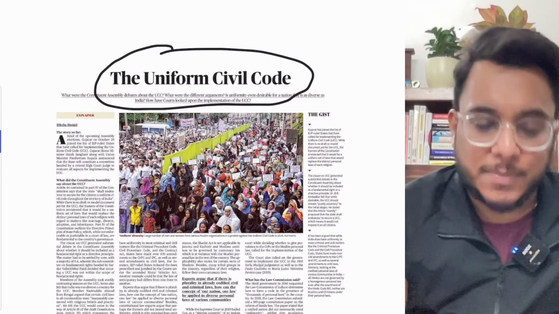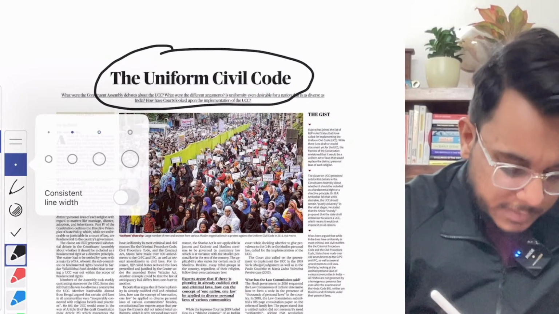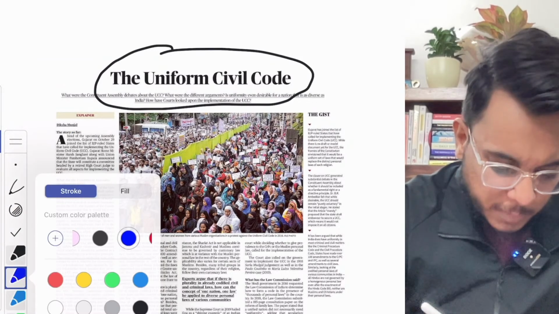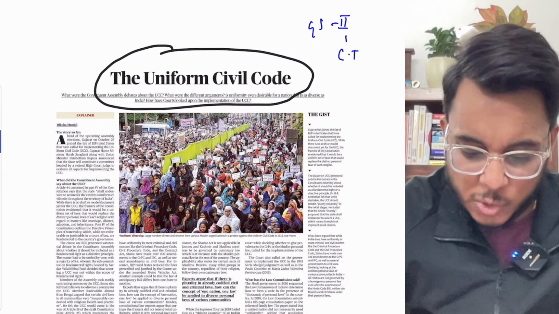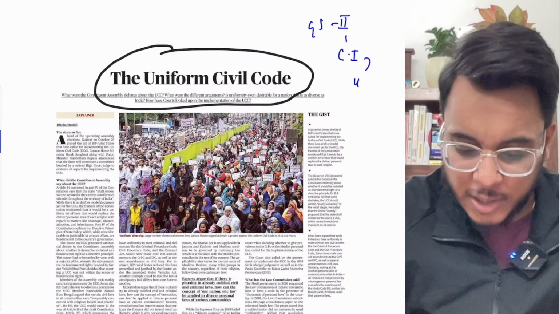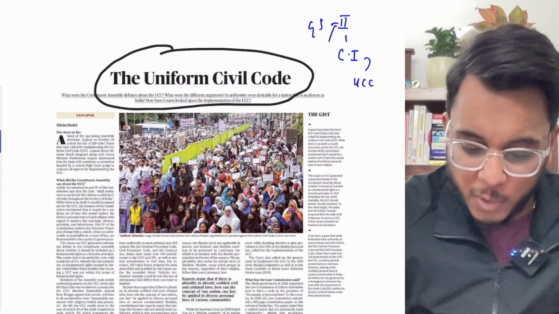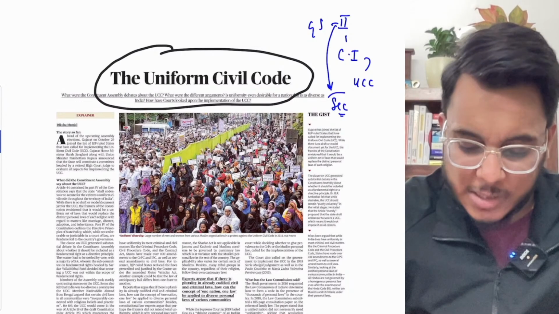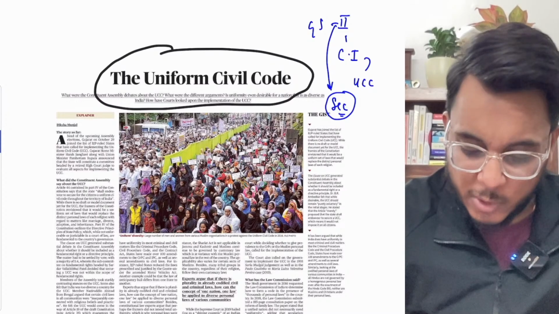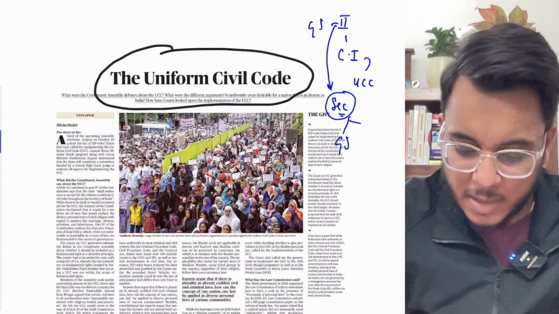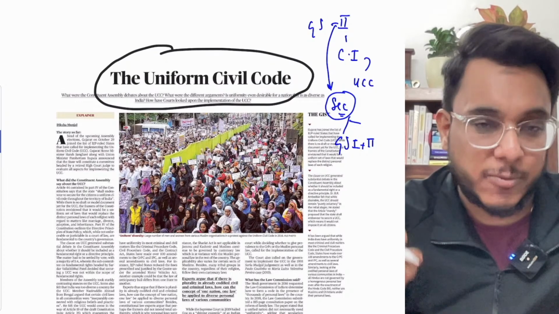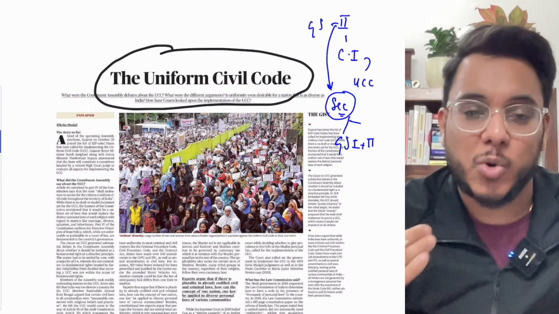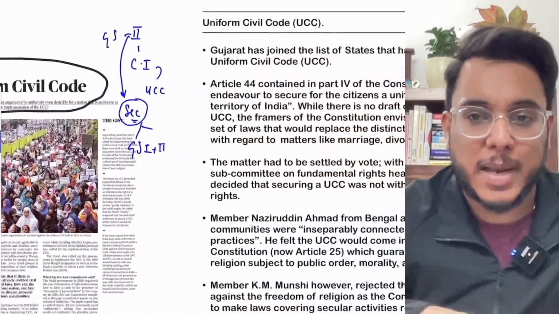This particular article we will take with respect to GS paper number 2, constitutional issues. Within the constitutional issues, the UCC, Uniform Civil Code. Moreover, guys, this article can also be taken with respect to secularism, and secularism is an important topic in both GS paper number 1 as well as GS paper number 2. In the past, even a question has been asked on the Uniform Civil Code, and guys, we have seen that questions are repeated in the UPSC examination. Therefore the article becomes very important.